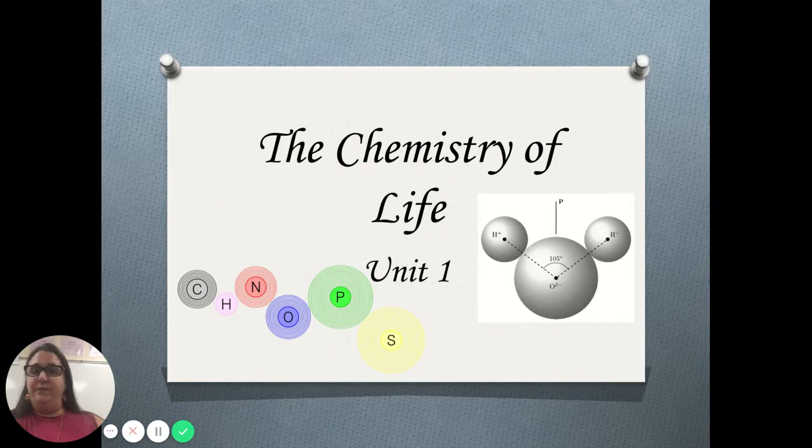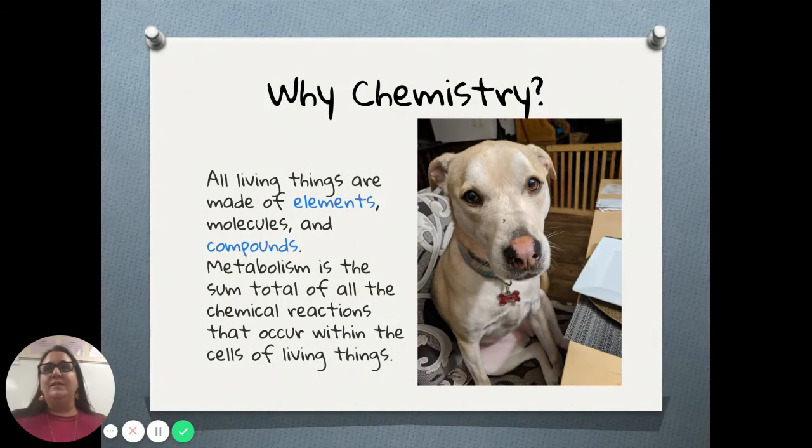So why are we studying chemistry in AP Biology? Living things are made up of elements, which is chemistry, right? Molecules and compounds. And our metabolism as humans and other animals is the sum total of all the reactions that are taking place in your body, all of the chemical reactions taking place.